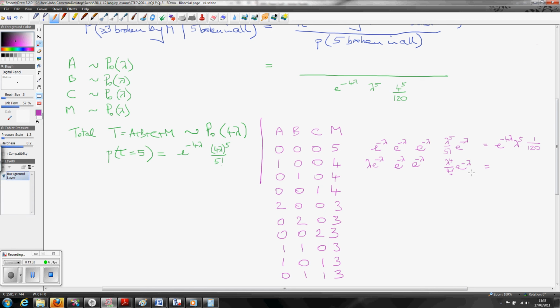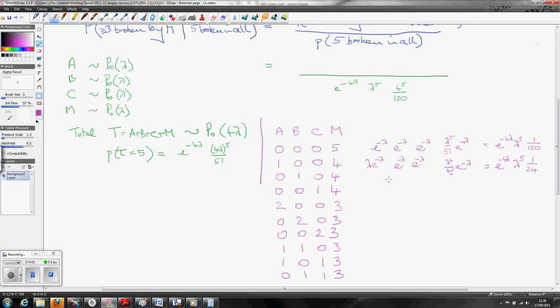And if we simplify that a little bit, we find that that is e to the minus lambda, e to the minus lambda, e to the minus lambda. It's e to the minus 4 lambda. You also see that there's a lambda here and a lambda to the power 4 there, so there's also a power of lambda to the 5. And now what number is there along with that? It's 1 over 4 factorial, which is 1 over 24.